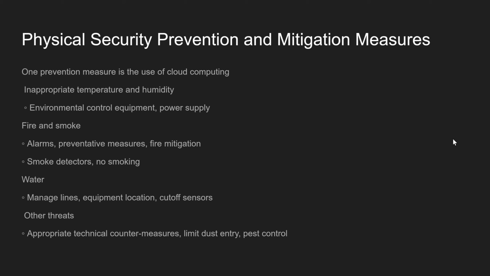Physical security prevention and mitigation measures. Prevention measures for environmental threats include inappropriate temperature and humidity, environmental control equipment, and power supply. For fire and smoke: alarms, preventative measures, fire mitigation, smoke detectors, no smoking. For water: managed lines, equipment location, cutoff sensors. For other threats, appropriate technical countermeasures: limit dust entry, pest control.